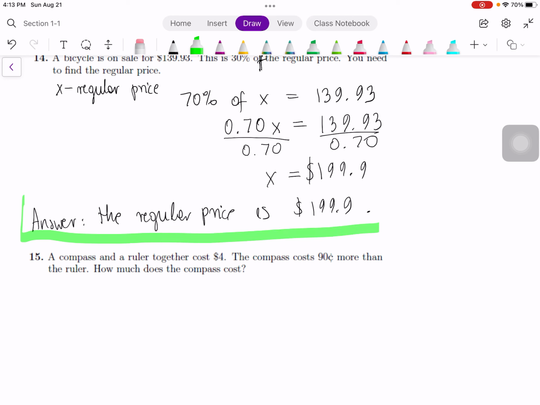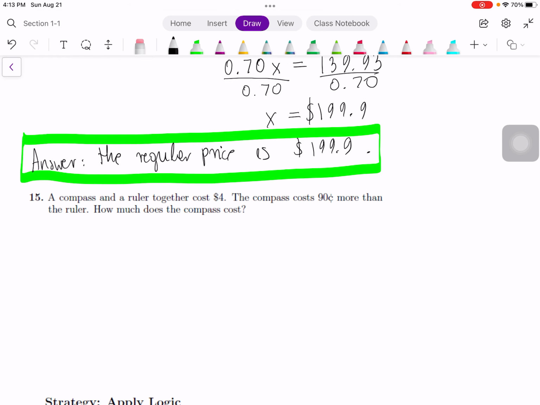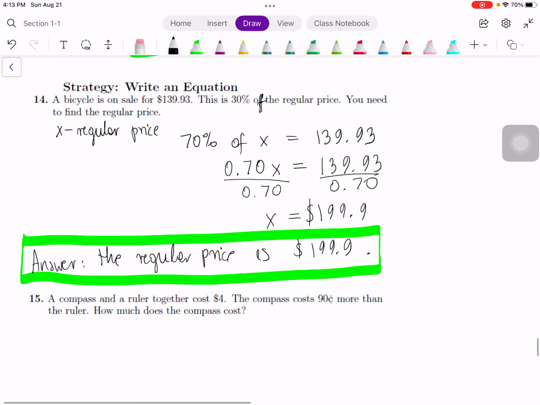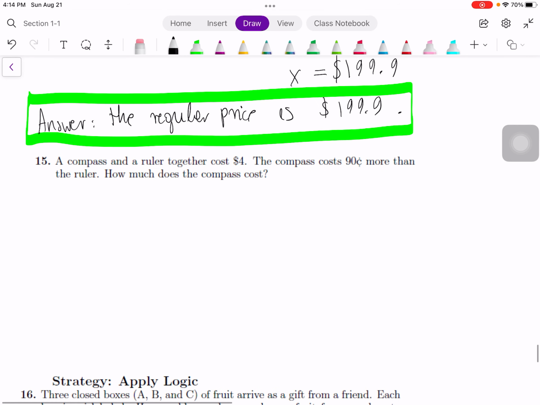Okay, so let's look at another one that we might want to solve using an equation. Notice that for this one, the previous strategy of guess and check doesn't apply, because we're not dealing with nice even integer numbers. We're going to deal with fractions and decimals, and guessing the answers is almost impossible. A compass and a ruler together cost $4. The compass costs 90 cents more than the ruler. How much does the compass cost?